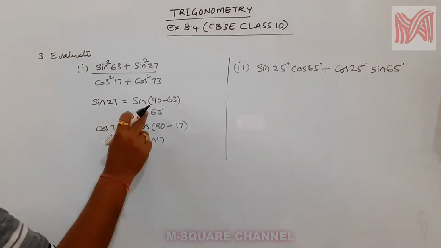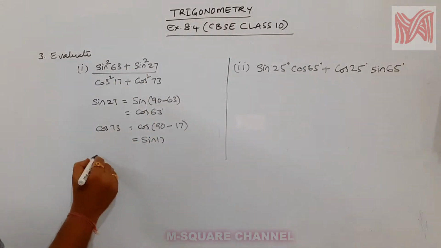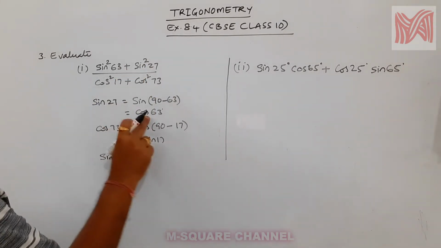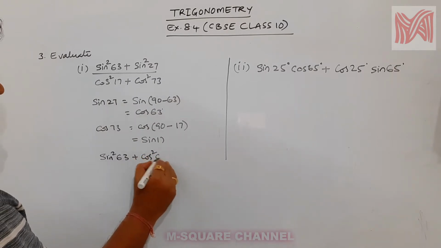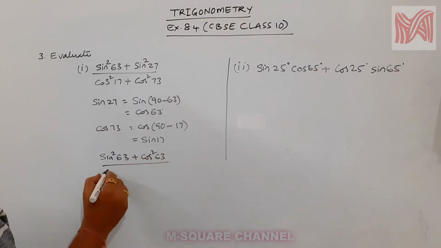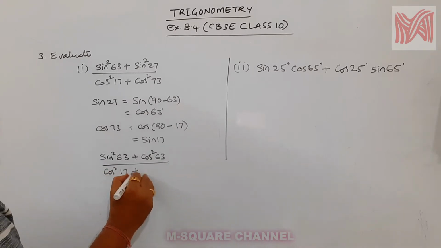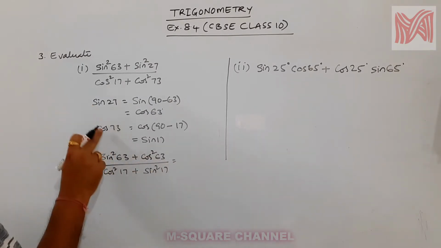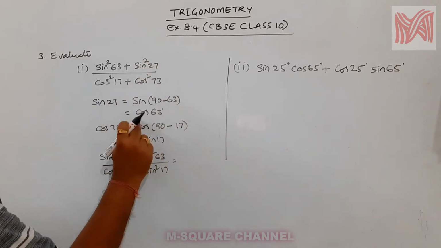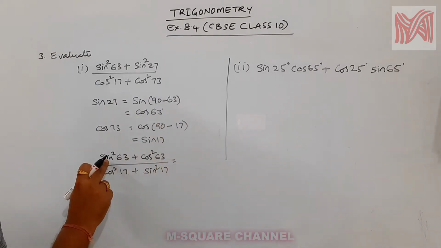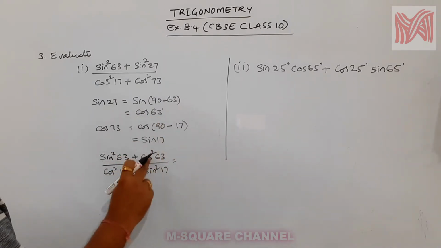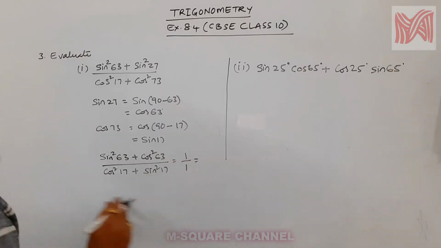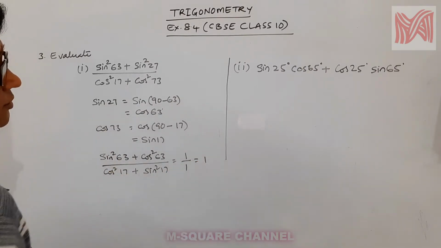So in this case these two are changed. Here sin square 63 plus sin 27 is cos 63, that is cos square 63 by cos square 17 plus sin square 17. Here I changed sin 27 and cos 73. These two I changed. So here please see that sin square theta plus cos square theta is 1. Sin square theta plus cos square theta is 1. So both are 1 and 1. So 1 by 1 means 1.